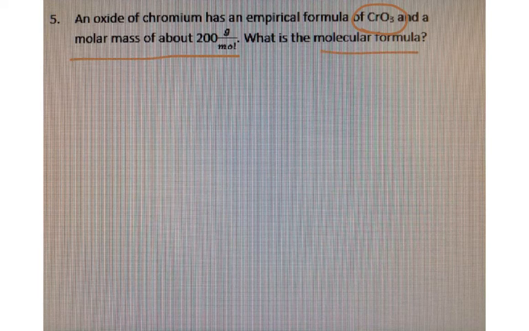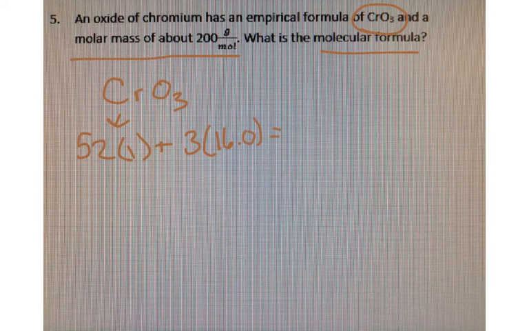What is the molecular formula? So the first step that you're going to need to do is figure out the molar mass of your empirical. I was given my empirical, which is CrO3. So I'm going to do 52.0 times 1, because its molar mass is 52.0. Plus, there are 3 oxygens, each with a mass of 16.0. So my molar mass of my empirical formula is 100 grams for every mole.